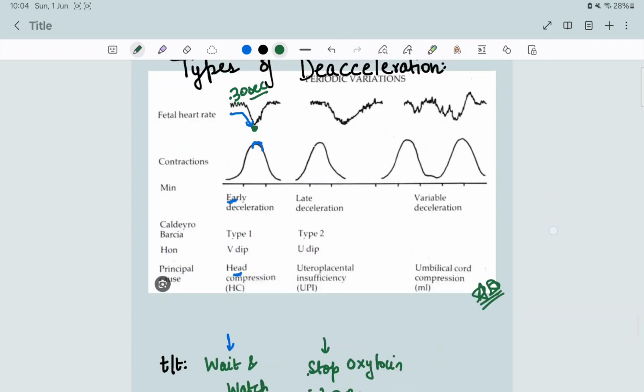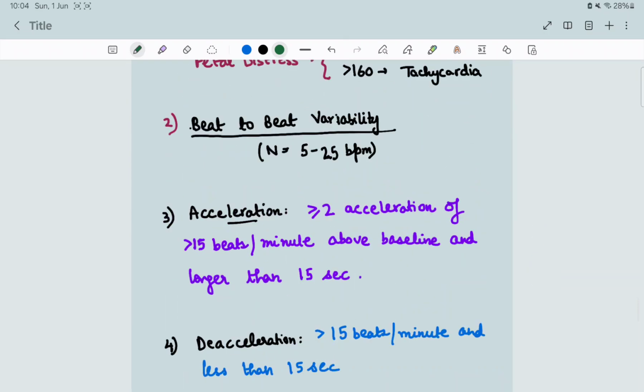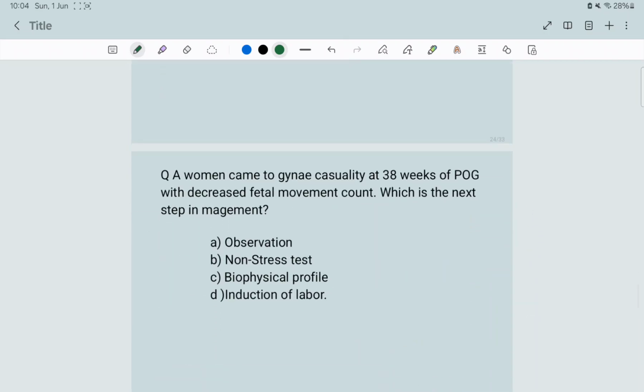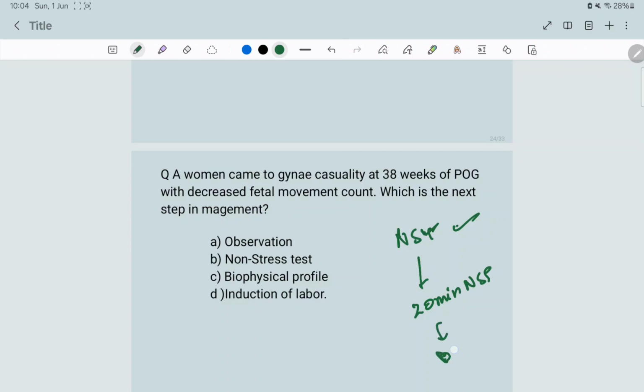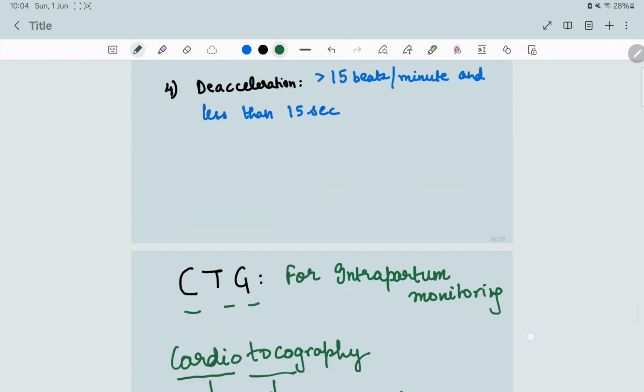So now the patient came. You did NST for 20 minutes. Now again you can see that you are not observing two accelerations. Then again you have to do NST for 20 minutes. And even then, if there are no accelerations, you have to do a biophysical profile.